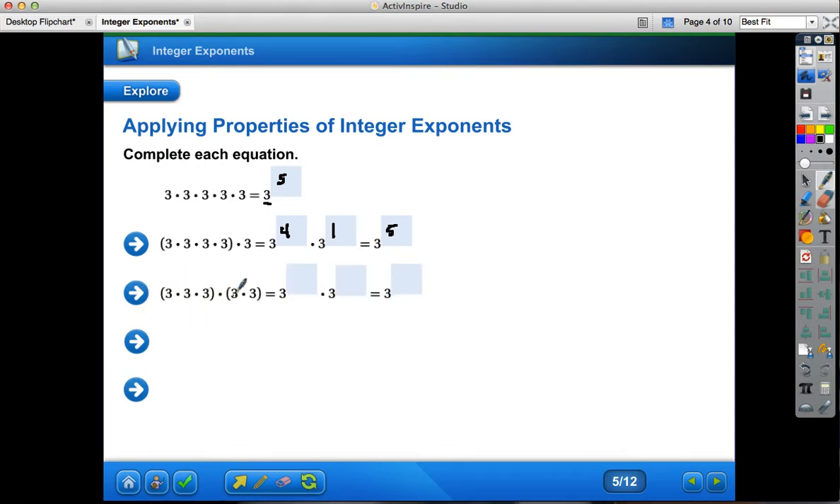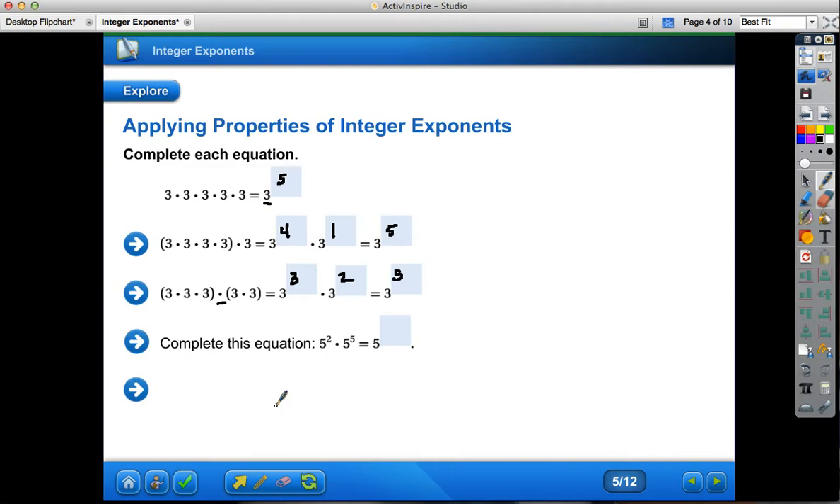Now if I move and I split up the parentheses, I have 3 to the 1, 2, 3 third power times still 3 squared, so I have 3 cubed times 3 squared. Well, I still have 1, 2, 3, 4, 5. It's actually going to give me 3 to the 5th power.